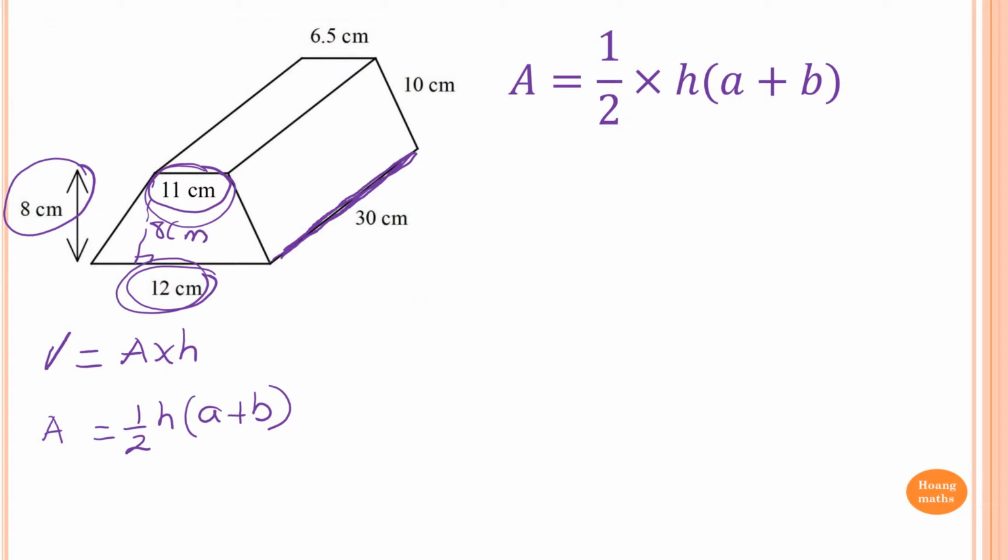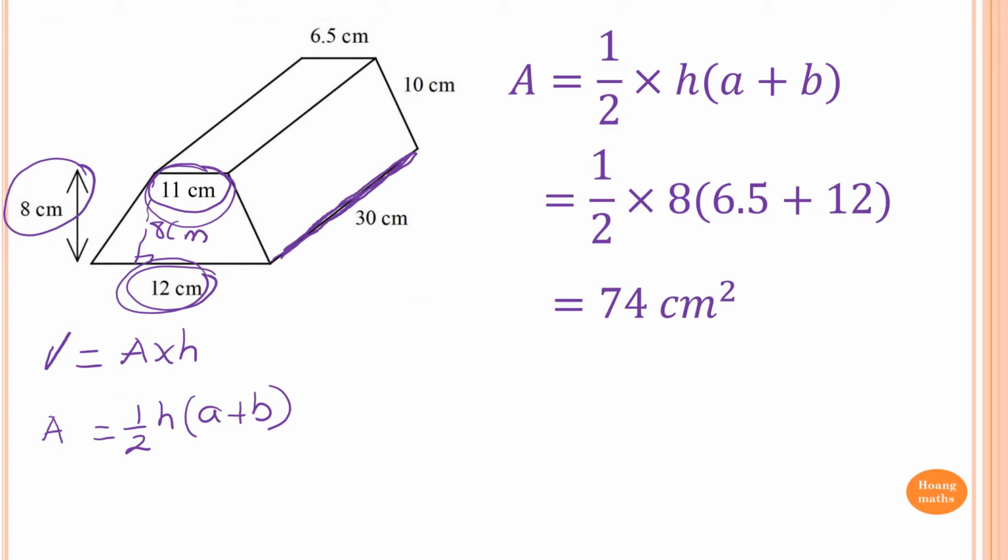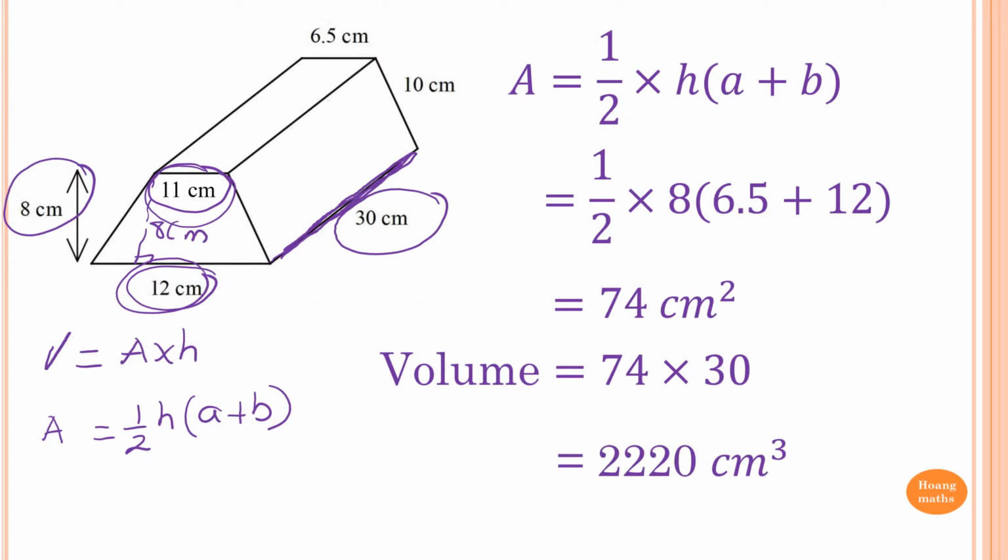So now all I need to do is substitute these values in. That's a half times 8 times open bracket 6.5 plus 12, or 12 plus 6.5, doesn't matter, and put that in a calculator, which gives me 74 square centimeters. So that's the area. To find the volume, all I need to do is area times height, which is 74 times the perpendicular height, which is 30 centimeters. That gives me 2,220 cubic centimeters.